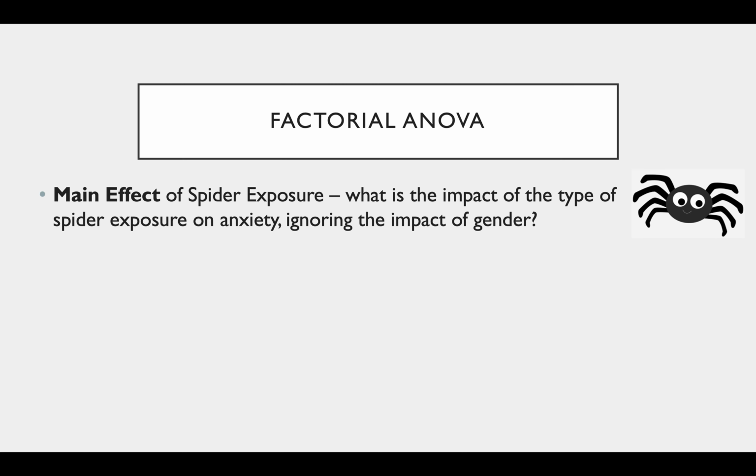Okay, so now we get into what we call main effects. A main effect is just the effect of one of your IVs, one of your independent variables, if you're completely ignoring or controlling for the other one. So in this case, we would have a main effect of spider exposure, which is to say, what's the impact of the different kinds of spiders on anxiety, completely ignoring gender. You can think of that as controlling for gender, or you can think of it as collapsing across the two genders. Essentially, this main effect is exactly what we tested in the last one-way ANOVA, where we didn't really care about gender.